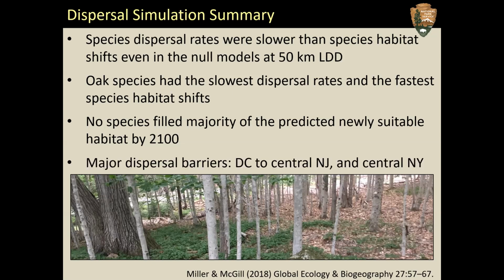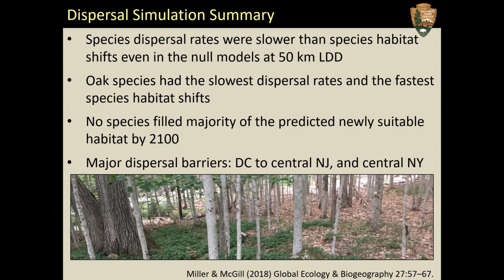We also identified 2 major dispersal barriers. The one I showed, which is the DC area up through central New Jersey, and then there was an east-west dispersal barrier in central New York that was south of the Adirondacks that affected white oak, chestnut oak, pignut hickory, and I think it was black gum.